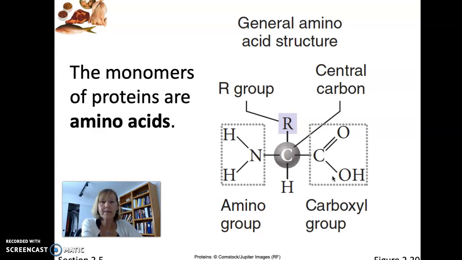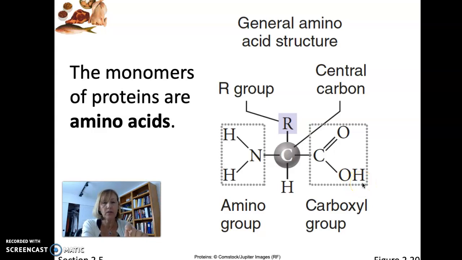So what does an amino acid look like? This is a picture here of an amino acid. It will always have an amino group if it's an amino acid. What's an amino group? A nitrogen and two hydrogens, NH2. Okay? So it will always have an amino group. What else will it always have? It'll have that central carbon, and attached onto that central carbon, it will have a carboxyl group. Carboxyl group, a COOH.